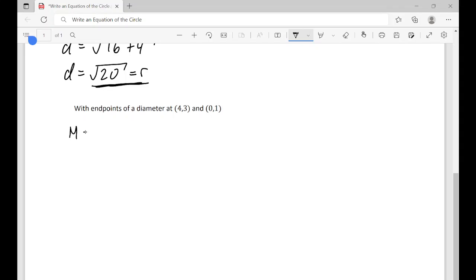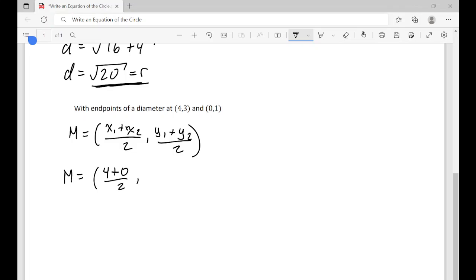So again, the midpoint is ((x1 + x2)/2, (y1 + y2)/2). And so my midpoint is going to be ((4 + 0)/2, (3 + 1)/2), which is just going to simplify to (2, 2). So here's my midpoint, or I can call it my center.